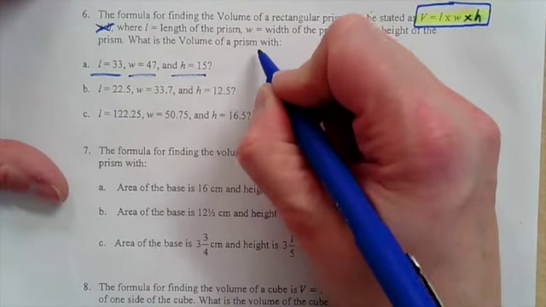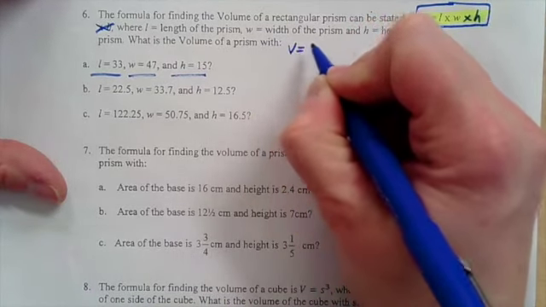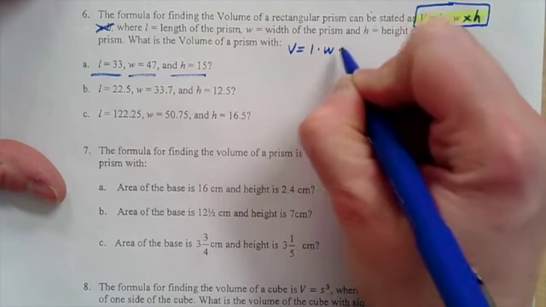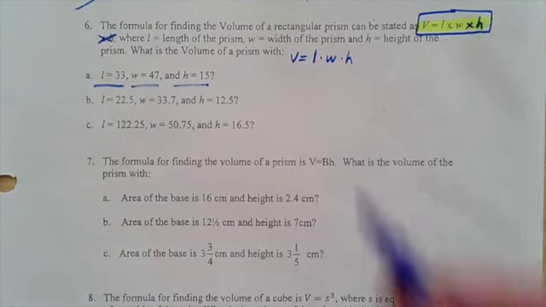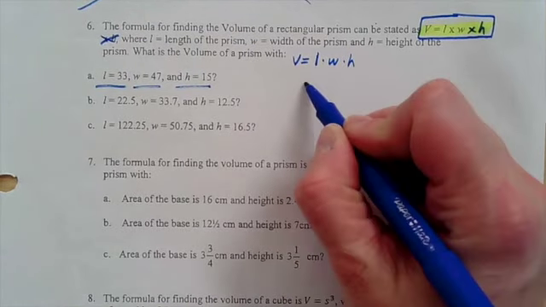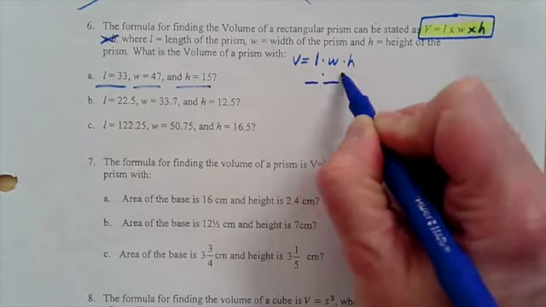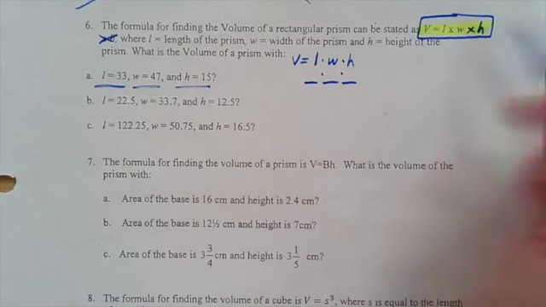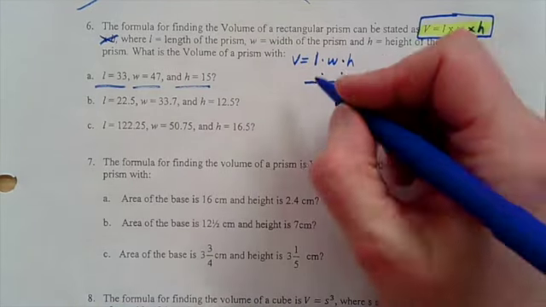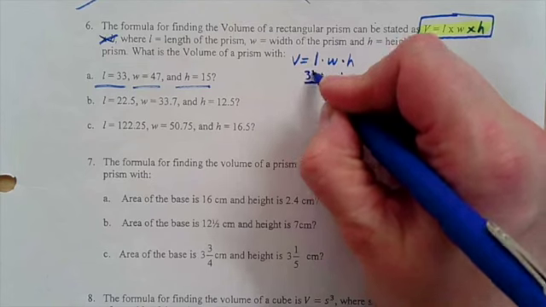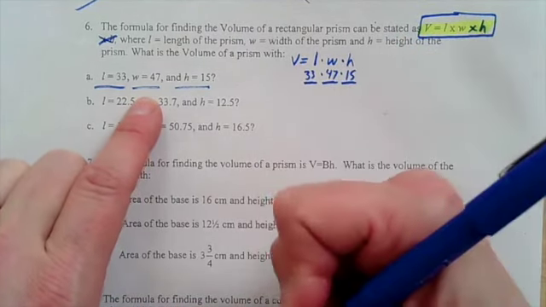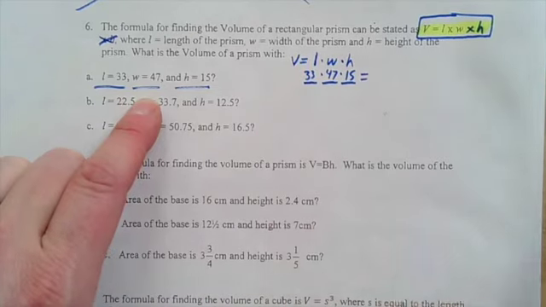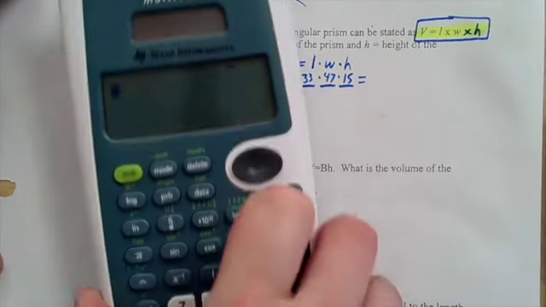First off, I want you to rewrite the formula. Volume equals L times W times H. And I chose to use the dot instead of the X just because I already am using letters here. So I need to plug in numbers for each one of these, and I need to multiply them because that's what the formula says to do. I have a length of 33, and my width is 47, and my height is 15.